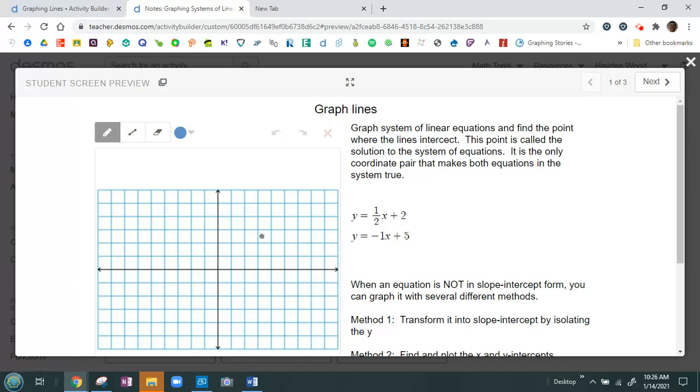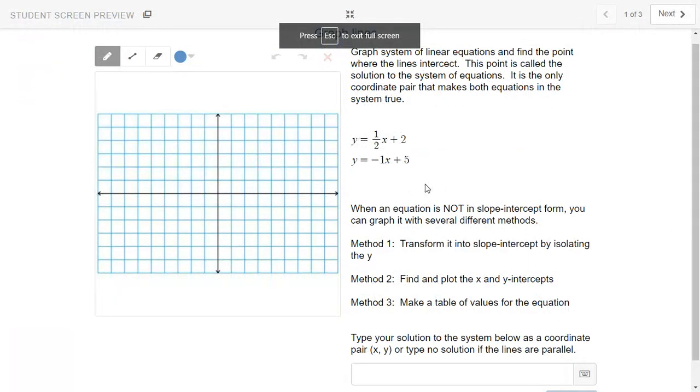What does that look like on a graph? That looks like where the lines cross, the point of intersection between these two lines. So we're going to be graphing two lines, but we're going to be trying to find one coordinate pair, one point that makes both true, and that's where they cross. So let's get going by graphing both of these equations.